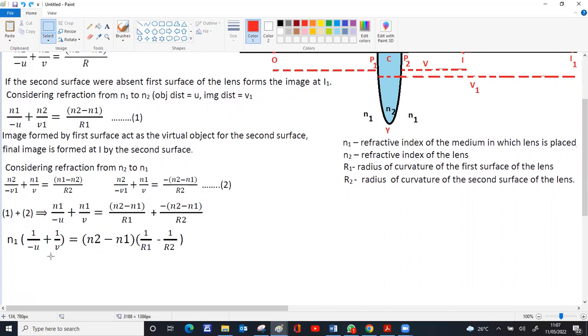Now you can divide throughout by N1. So dividing throughout by N1, this N1 gets cancelled. Here N1 will come. No other difference. Just N1 transferred to the right side, N2 minus N1 by N1. This can be divided separately, so N2 by N1 minus 1.